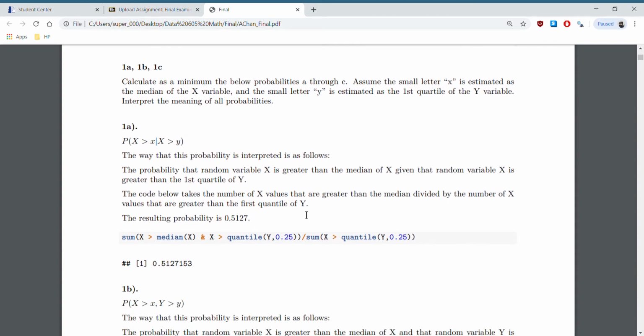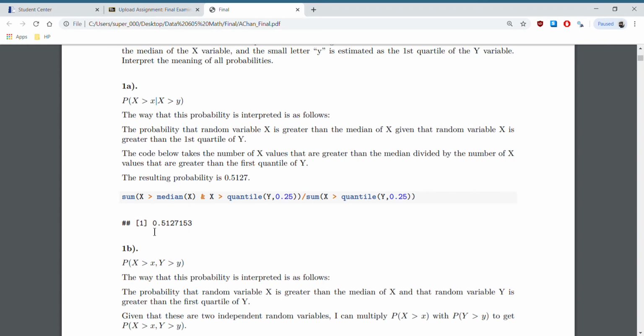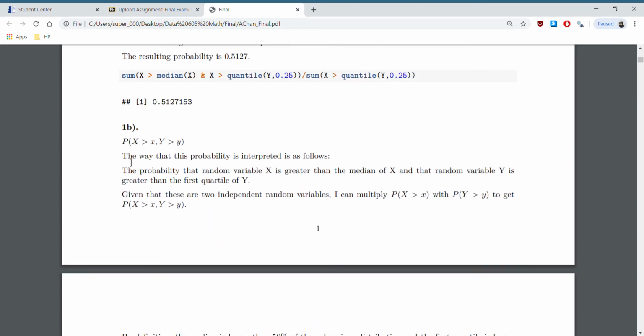So the way that I found this probability was I just took the number of values in x that were greater than the median, and then also the number of values in x that were greater than the first quantile in y, over the total number of x values that were greater than the first quantile of y, and that gave me 0.5127.